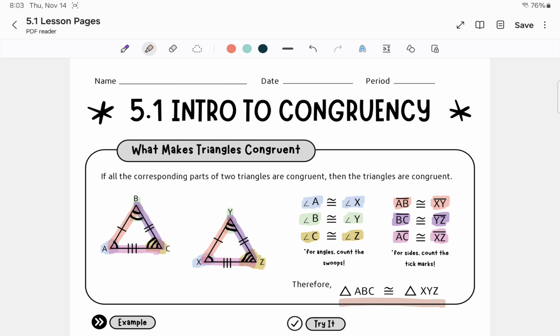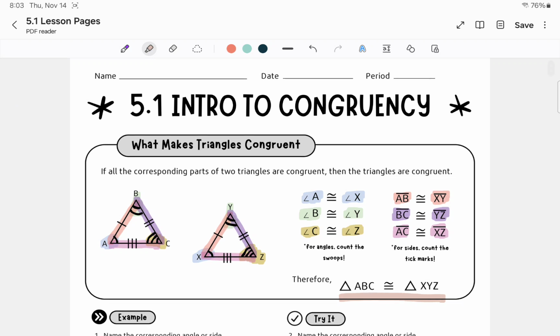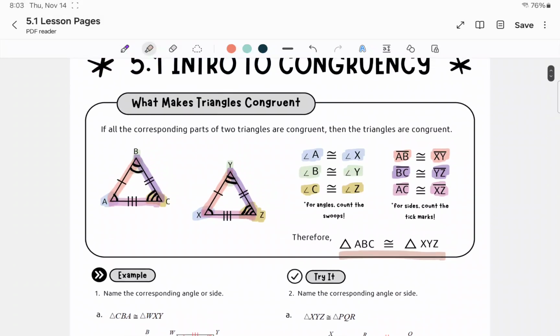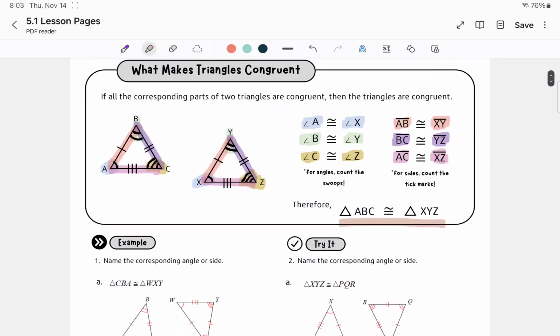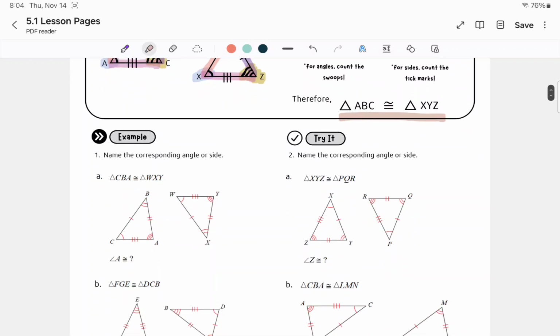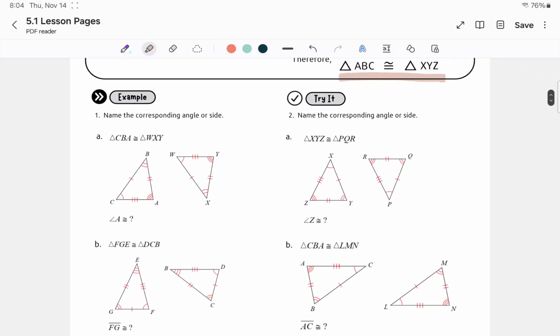So let's look at the examples, which is basically we're going to be naming the corresponding angles or sides. So kind of looking at this information up here, they're actually going to give us a congruency statement so we can actually look at the corresponding part. So for number 1A, it says that triangle CBA is congruent to triangle WXY. So what is angle A congruent to? Or what's the corresponding angle to angle A?